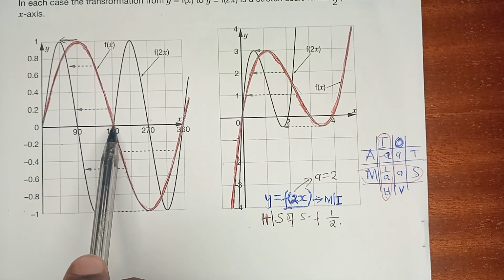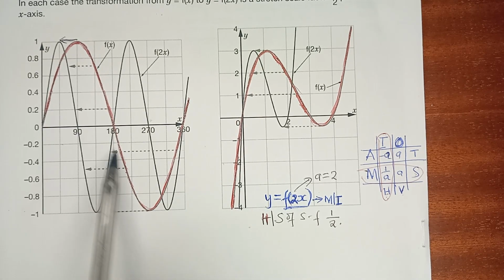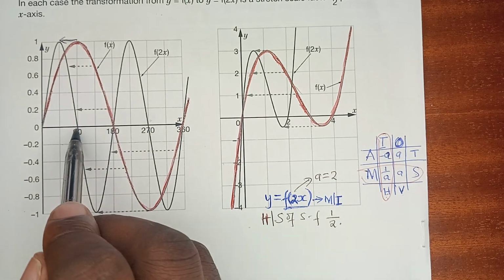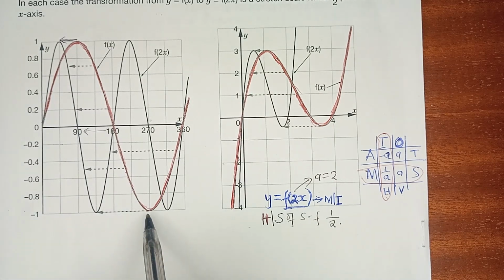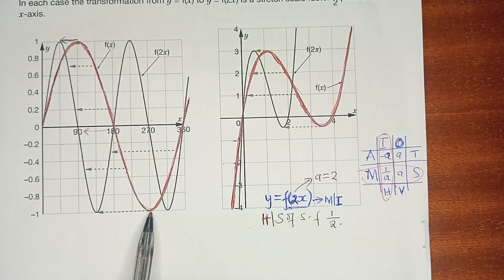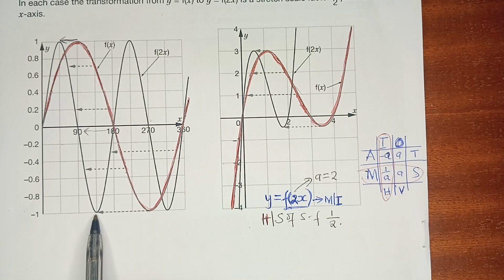This point is at 180 degrees. 180 degrees times a half becomes 90 degrees. So this point has shifted here. This is now the shift. You can see this point, x is at 270. If we multiply 270 by a half, it gives us 135, which is this particular point. That is why this point now shifts to this point, as shown by the arrow.